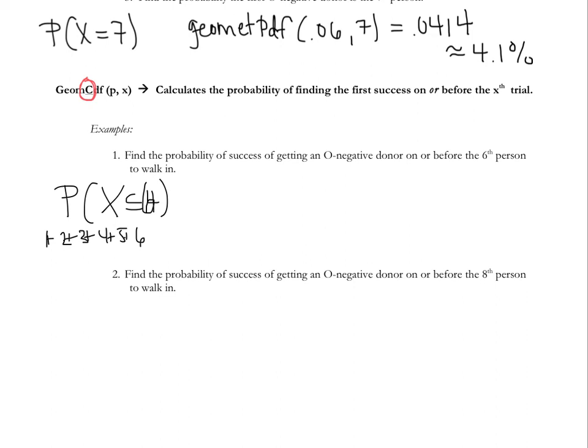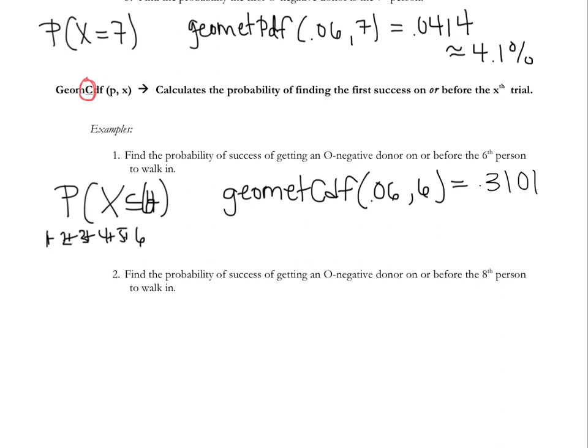So I have probability X is less than or equal to 6. So in my calculator, I have geometCDF, again my probability, and this time I want 6. When you do this, you should get 0.3101, so it's about 31% chance that it happens on or before the 6th person.